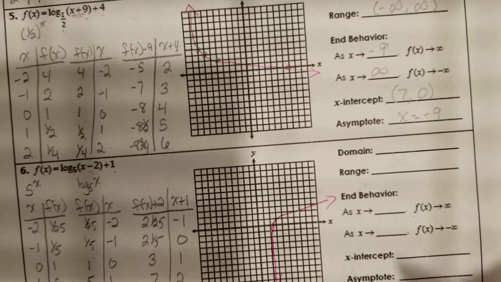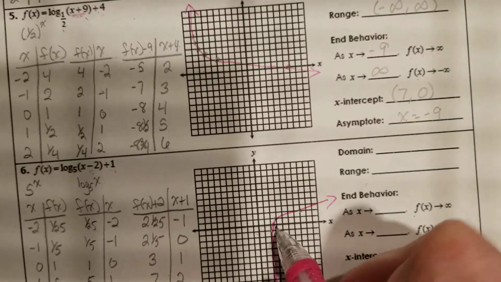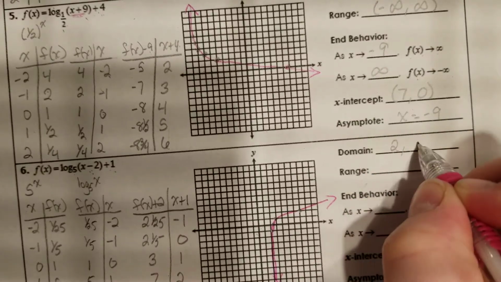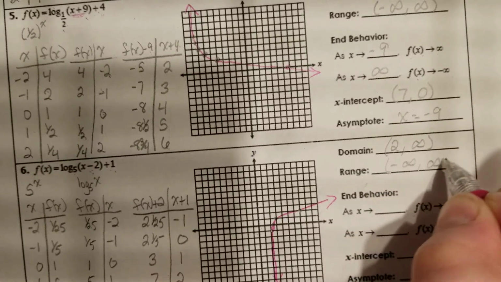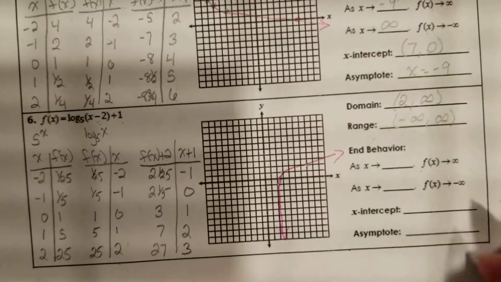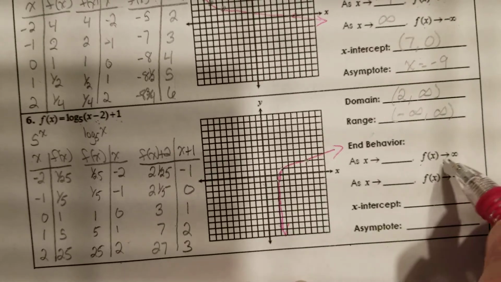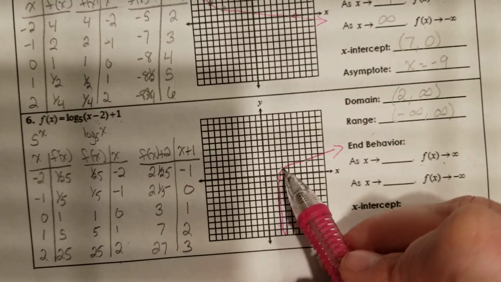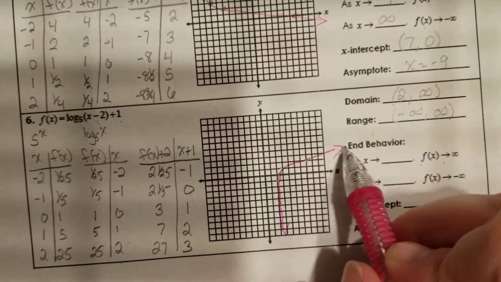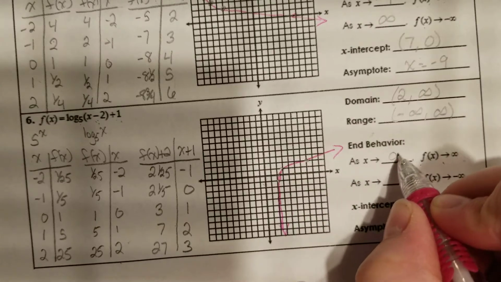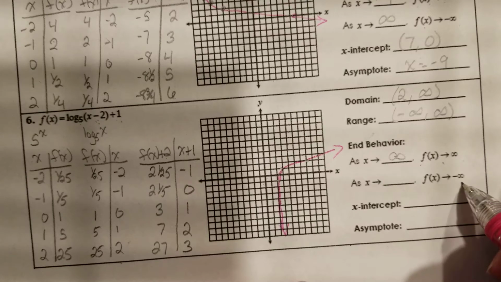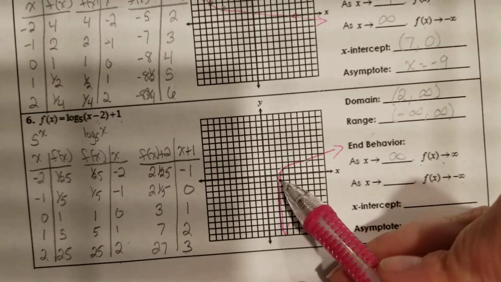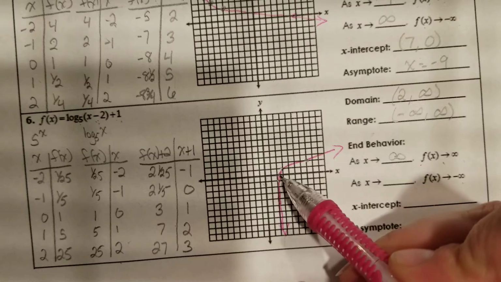Alright, so now our domain, because we shifted everything over 2, it's 2 to infinity. Our range is -infinity to positive infinity. So as we're approaching positive infinity in our graph, so as our graph goes this way, we're moving further to the right. So that means we're going positive infinity on the x's, and as f of x or our graph approaches -infinity, we're getting closer and closer to 2.